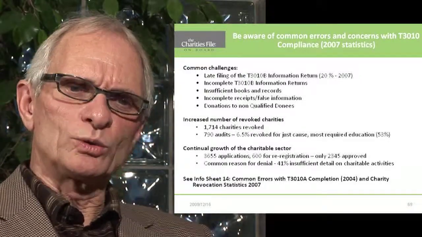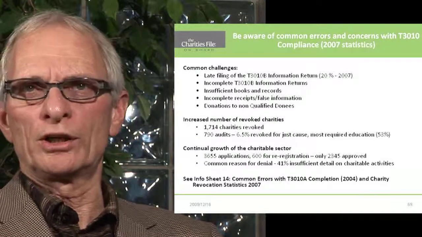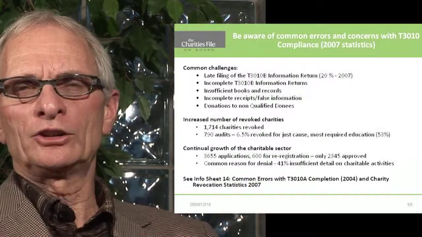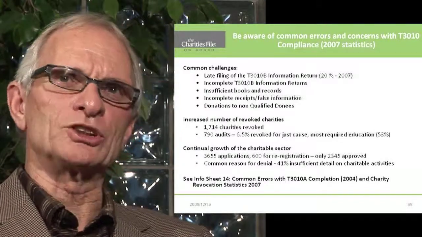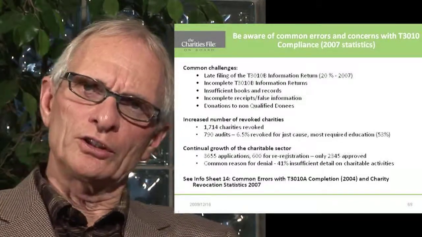So CRA is really trying to make the charities aware of what are the common errors and trying to help them with being more specific with their charitable purposes and activities. We put together a worksheet, which is worksheet 14, on common errors that would really help a charity to double check the most common mistakes that occur in submitting their information return.